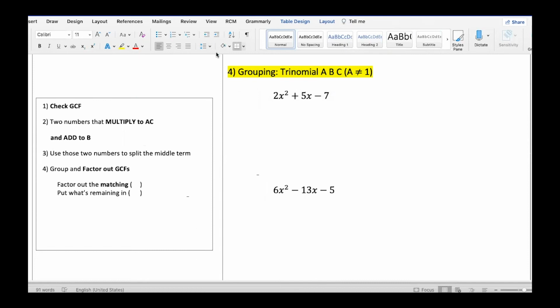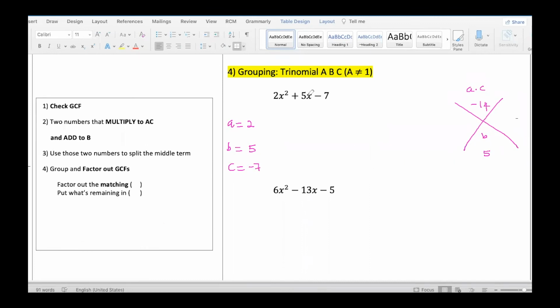Okay, so this is our last factoring method, grouping trinomial ABC when a is not equal to 1. So we can see right here we have 3 terms: 2x squared plus 5x minus 7, which follows our ABC. So a equals 2, the number in front, b is equal to positive 5, and c is negative 7. We are still going to do the x, so a times c is going to give us negative 14, and then b gives us 5.